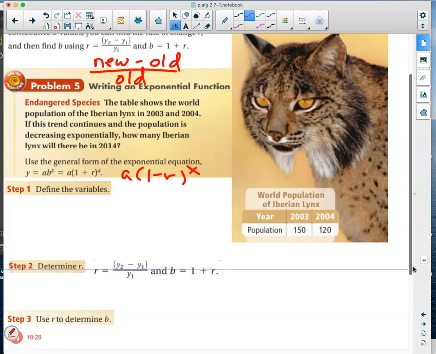So define the variables here. We are going to use years as our x. And now it's up to us if we want to say, well, let's have a starting year or not. And I really do prefer that. I don't like having 2000s in the situation for my x variable, my power. So let's do years since 2003. And y is going to be the number of Iberian lynx.